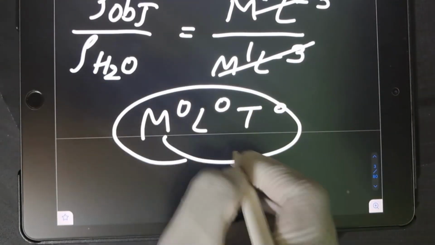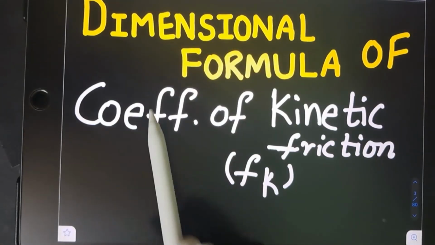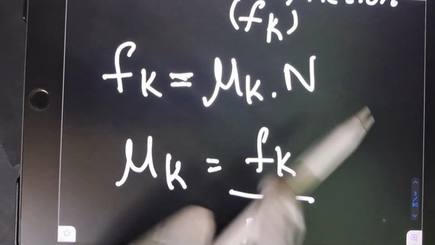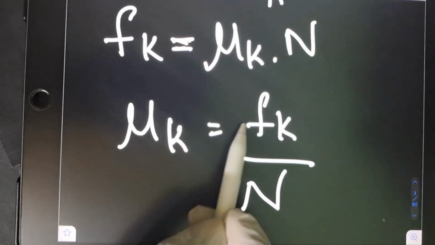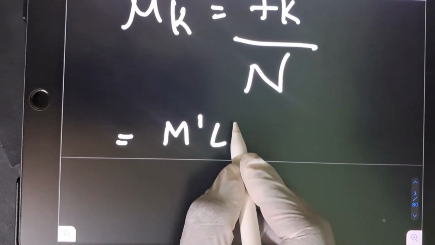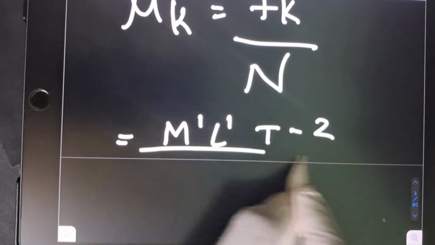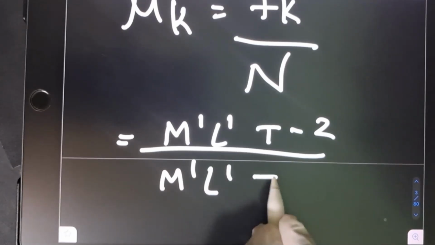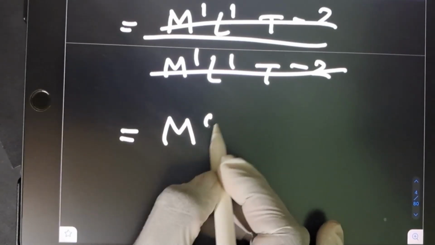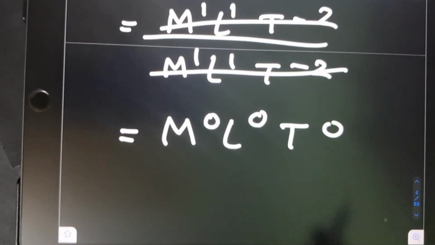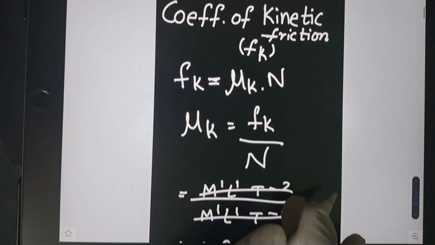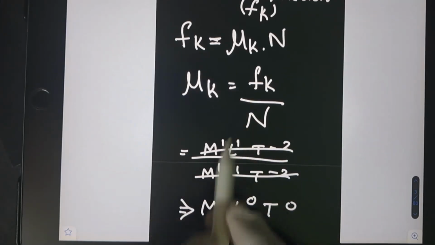It is dimensionless. To find the dimensional formula of coefficient of kinetic friction, where Fk is equal to mu k into N, where mu k is equal to Fk by N. Kinetic friction by normal force. M power 1 L power 1 T power minus 2 is the dimensional formula of kinetic friction by normal force. M power 1 L power 1 T power minus 2. On cancellation, we get M power 0 L power 0 T power 0. It means the coefficient of kinetic friction dimensional formula is nothing but M power 0 L power 0 T power 0. It is dimensionless. No dimensions for them.